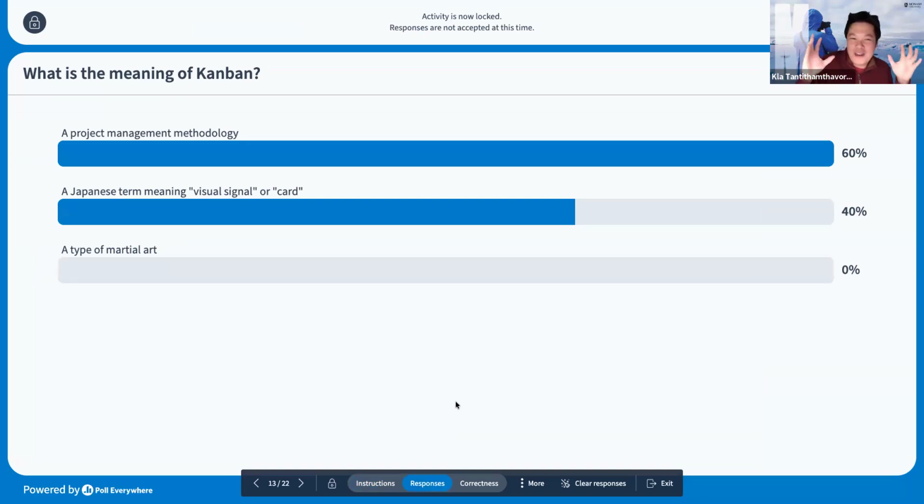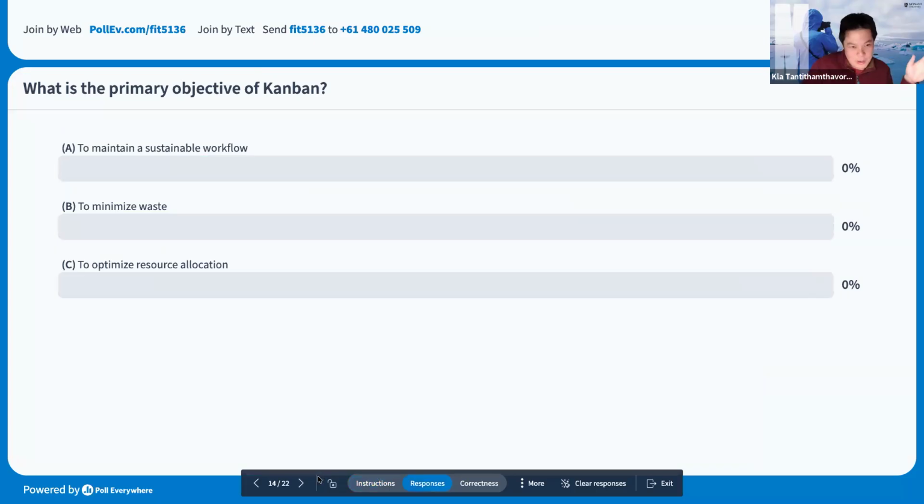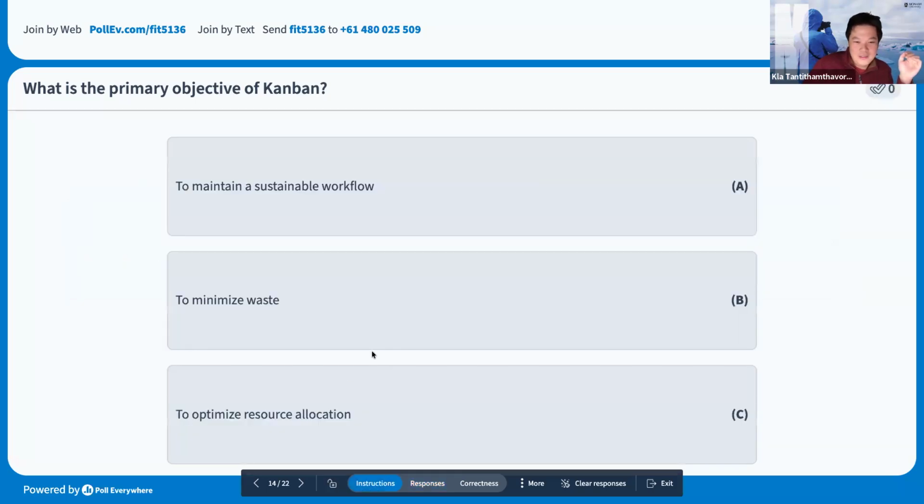But what is the Kanban framework? Yes, it is one of the project management methodologies. All right. But don't worry, just a part of life. What are the primary objectives of Kanban? What are the primary objectives of Kanban?